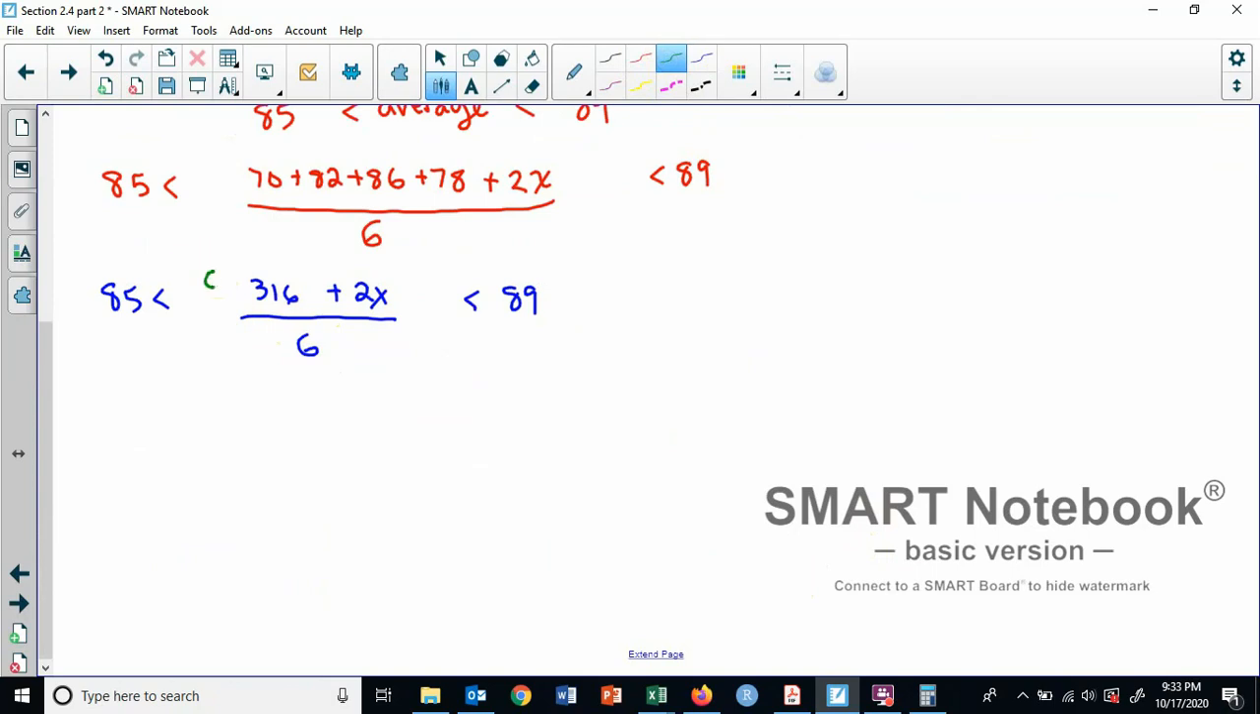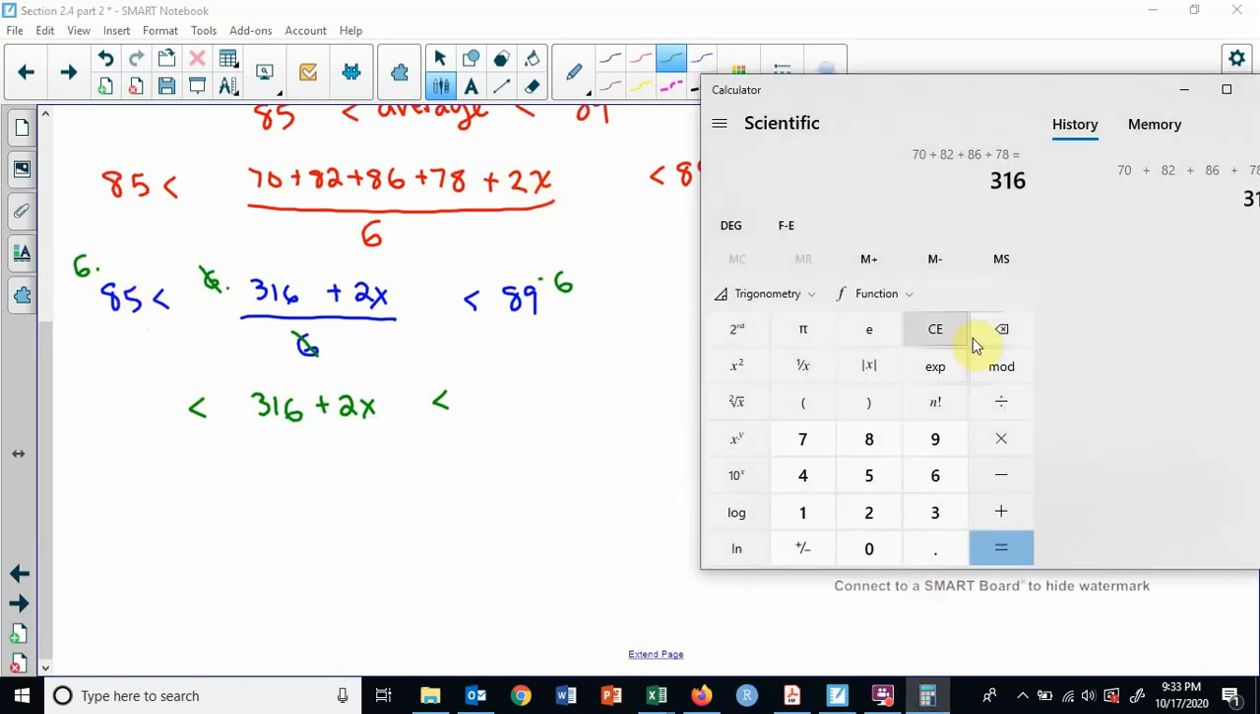I'm just going to multiply by 6. Now, whatever I do in the middle, I need to do to all 3 sides. Now, notice in the middle we get lucky and the 6's cancel. So you just end up with a very simple 316 plus 2x. And I'm going to need a calculator to find these numbers on the end. So let me pull my calculator back up and clear this stuff out.